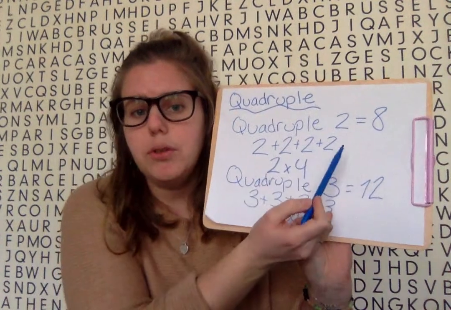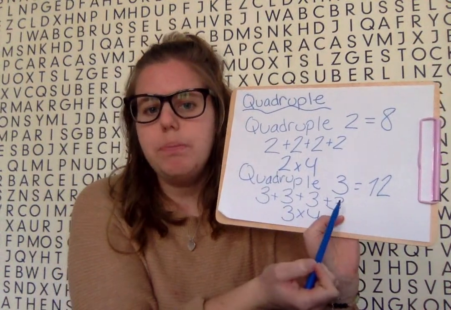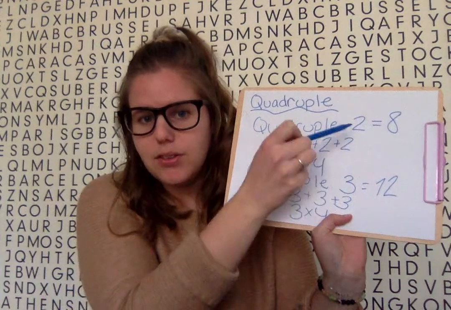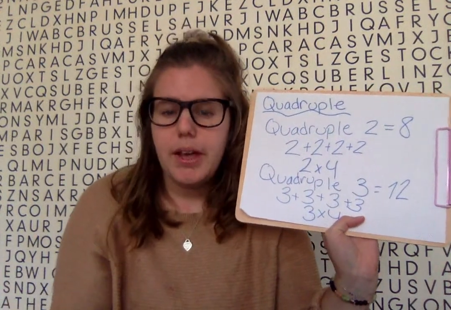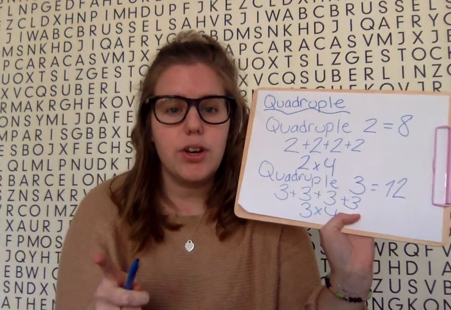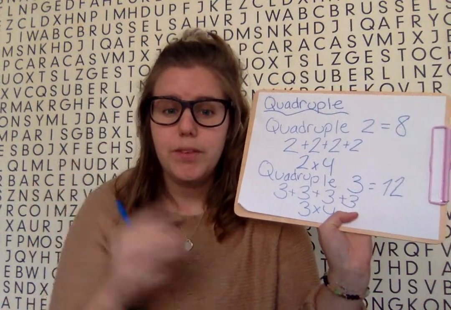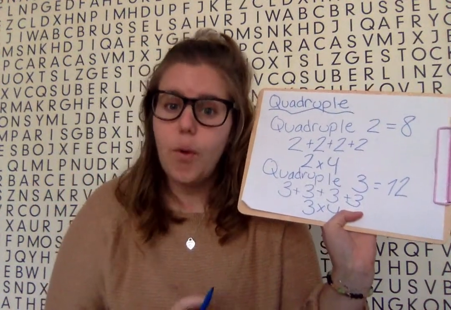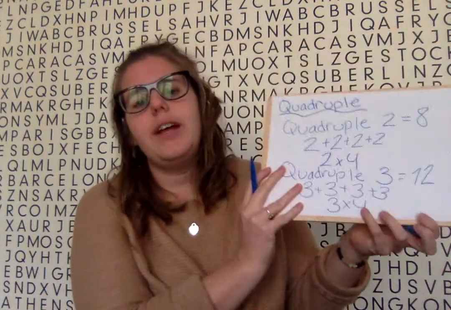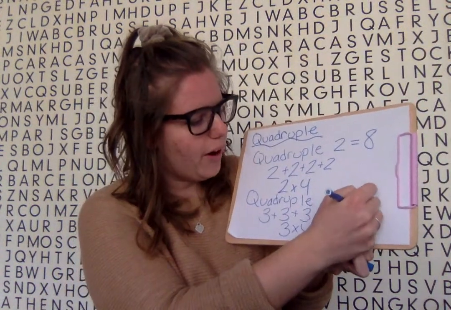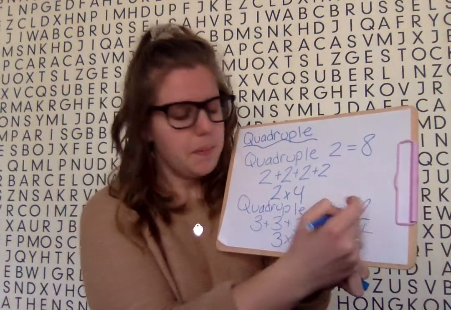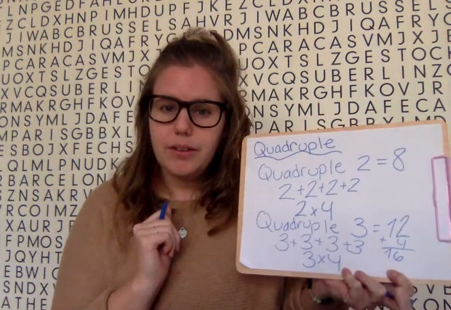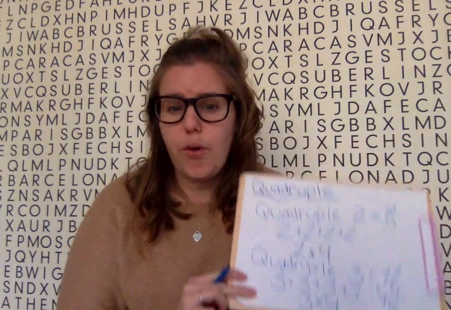So we have quadruple 2 is 8. Quadruple 3 is 12. So that's a difference of 4. Let's say if we wanted to get our answer to quadruple 4. We know it's going to be 4 more than 12. So let's see. 12 plus 4 is 16. Let's see if we're going to be right. If quadruple 4 is 16, that would be like saying 4 times 4, which would mean we would have 4 groups of 4.